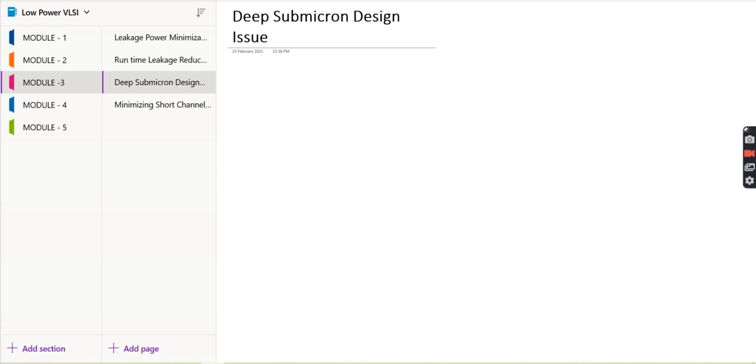Next, we'll go for deep submicron design issues. Deep submicron means that the channel length L is less than 250 nanometers. When the circuit goes below 250 nanometers, how will your circuits be affected? What design issues arise when you are scaling down the feature size, that is, scaling down the channel length? There will be important issues.